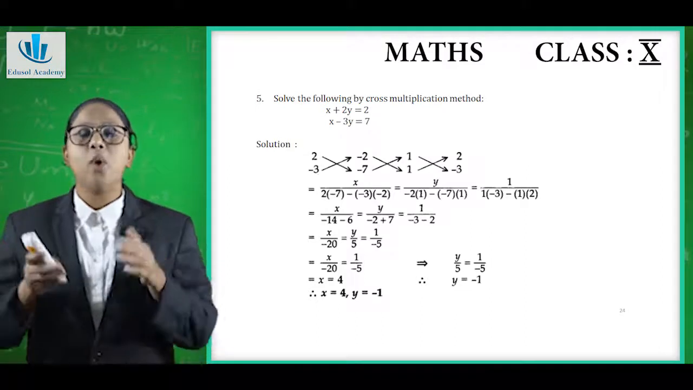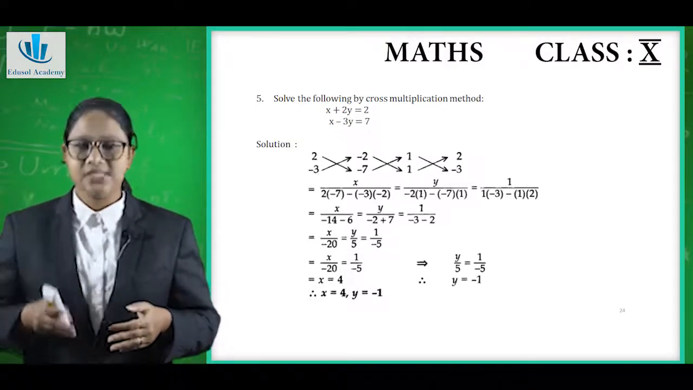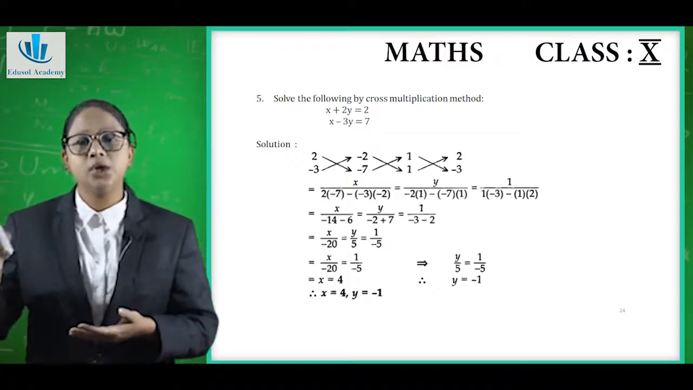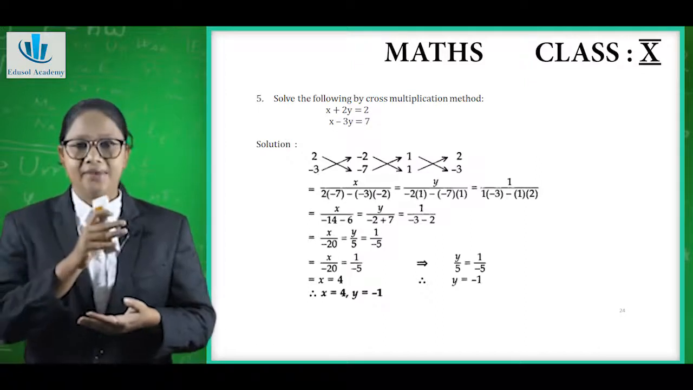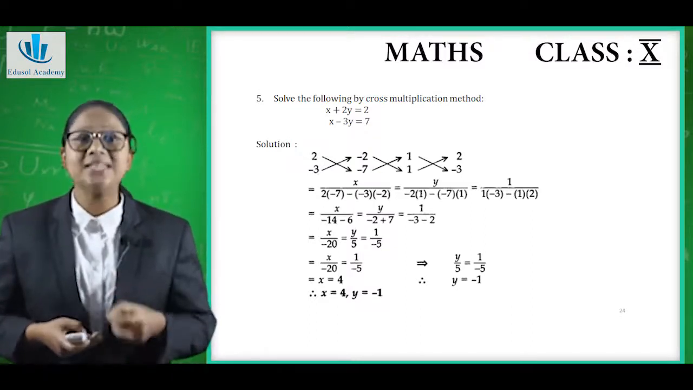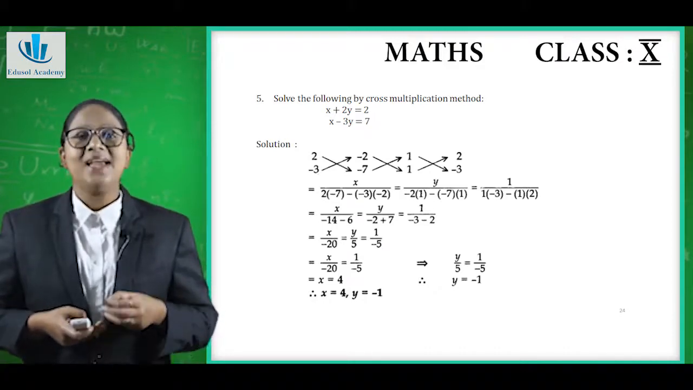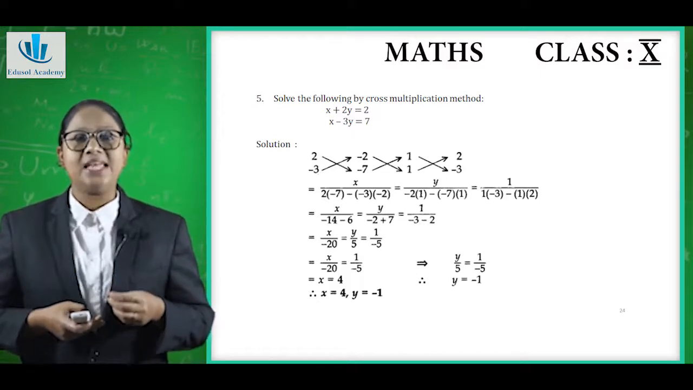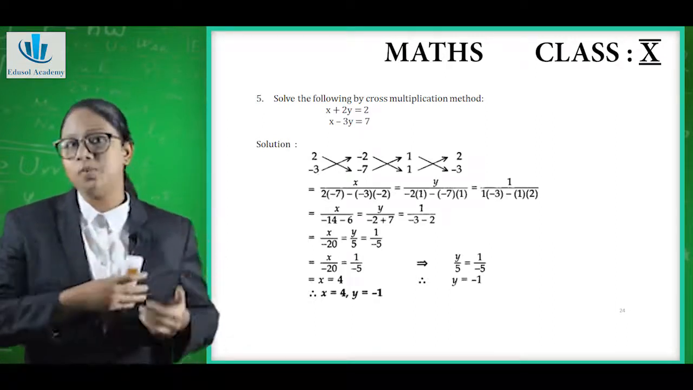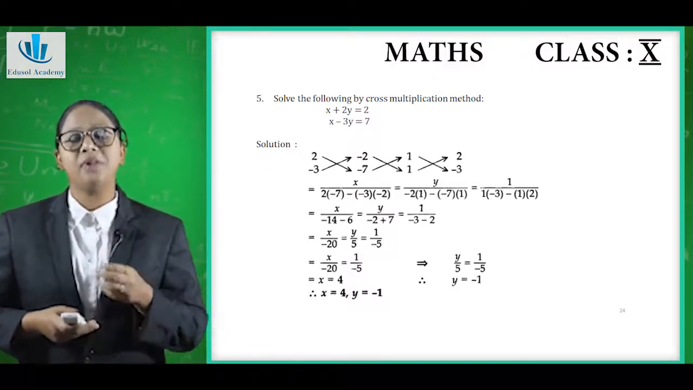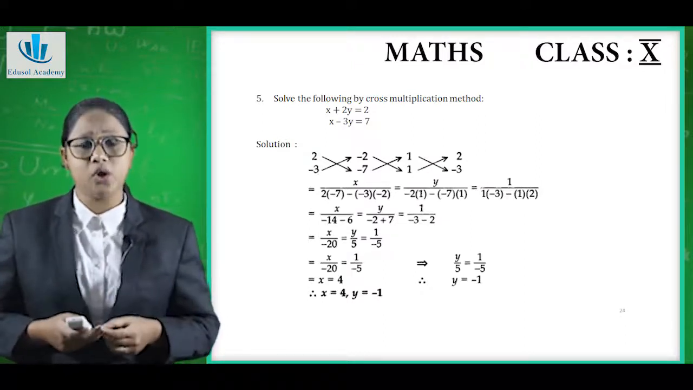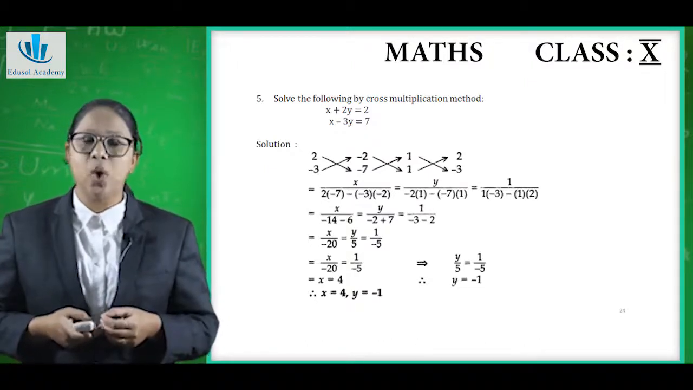So how does it begin? X, Y, 1. Then write down B1, B2, C1, C2, A1, A2 and B1, B2. I hope you remember the picture, the diagram. So we have written the numerical values for B1, B2, C1, C2, A1, A2 and B1, B2. Then cross multiplying and forming the equation, we will get x by minus 14 minus 6 is equal to y by minus 2 plus 7 is equal to 1 by minus 3 minus 2. Taking x by the denominator is equal to 1 by the denominator, we can solve for x and the value will be 4. Similarly, taking y by denominator is equal to 1 by denominator, we can solve the value of y and we will get y is equal to negative 1.